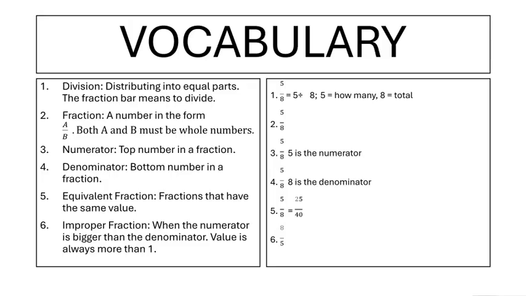Number 4 says denominator, bottom number in a fraction. Number 5 says equivalent fraction, fractions that have the same value. In other words, they are equal, but one is bigger or smaller. To find an equivalent fraction, you can either multiply or divide both the top and bottom numbers by the same number. Number 6 says improper fraction, when the numerator is bigger than the denominator. The value is always more than 1.